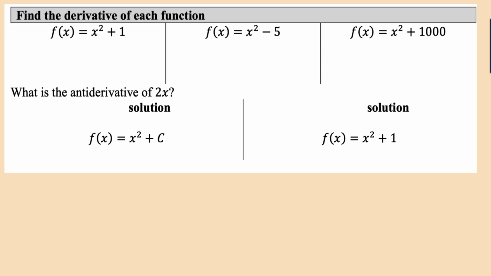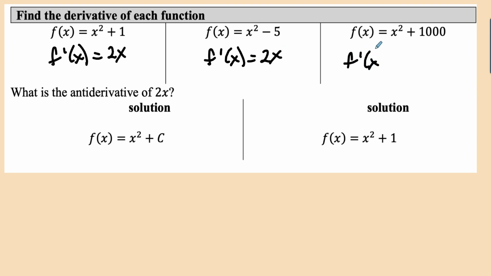Let's go ahead and find derivatives of each of these functions. So the derivative here will be equal to 2x. Over here, the derivative will be equal to 2x. And the derivative over here will be equal to 2x. So in each one of these, the derivative is 2x. The only thing that's different is that each one of these functions has a different constant that's being added or subtracted to it. So if we want to find the whole family of antiderivatives, we will write it this way.